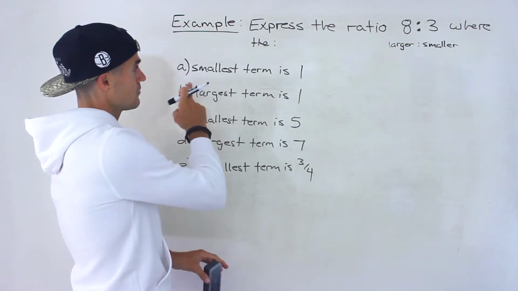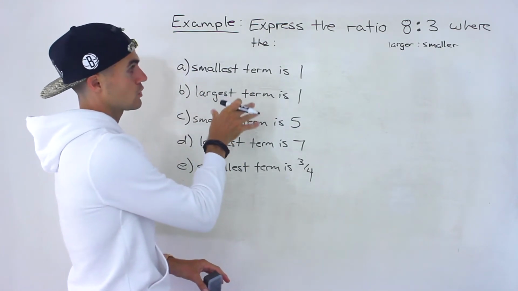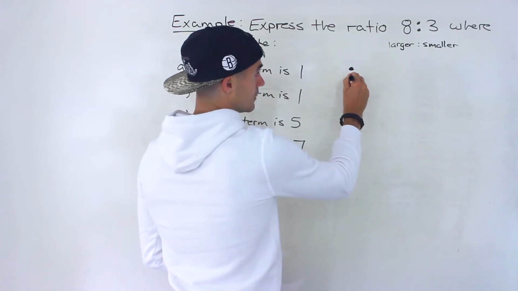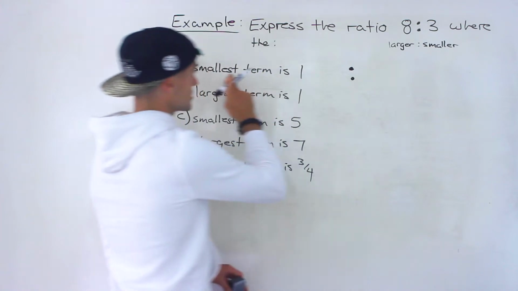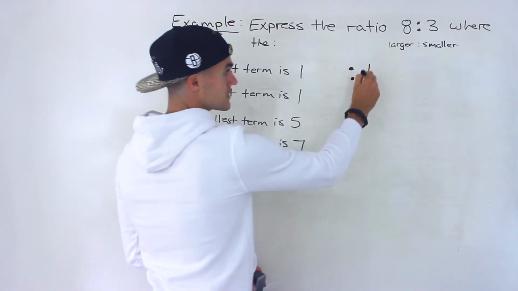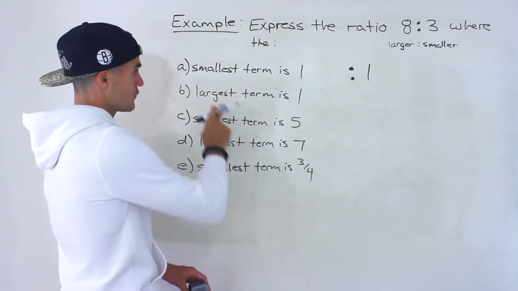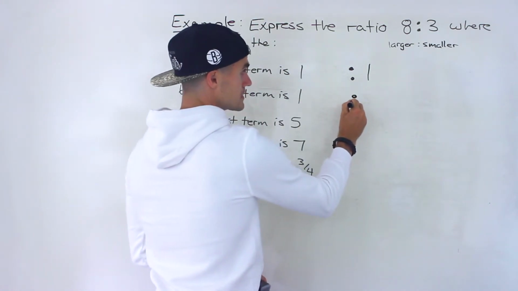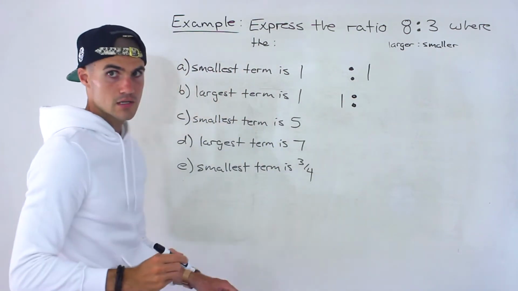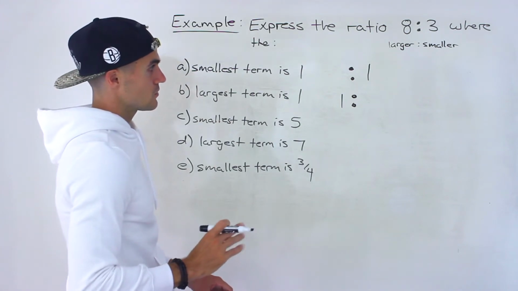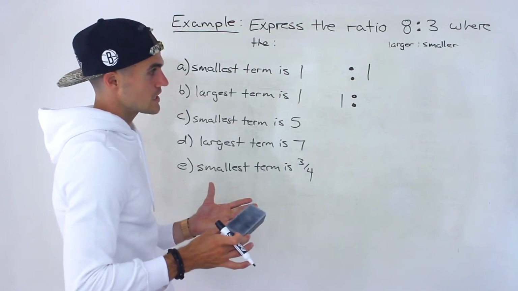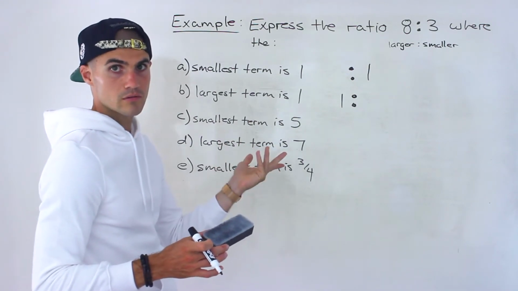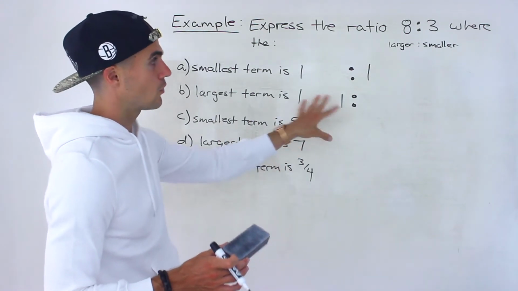So notice here in part A, the smallest term is 1. So we know that this ratio that we're going to get, because it's larger to smaller and the smallest term is 1, we know the 1 is going to be on this side. Versus here in part B, it's saying the largest term is 1, so we know in this case the 1's going to be on this side. Right, so that's important, especially on a multiple choice test. You may get the same ratios, but they may be flipped. So you got to make sure you get the order right.